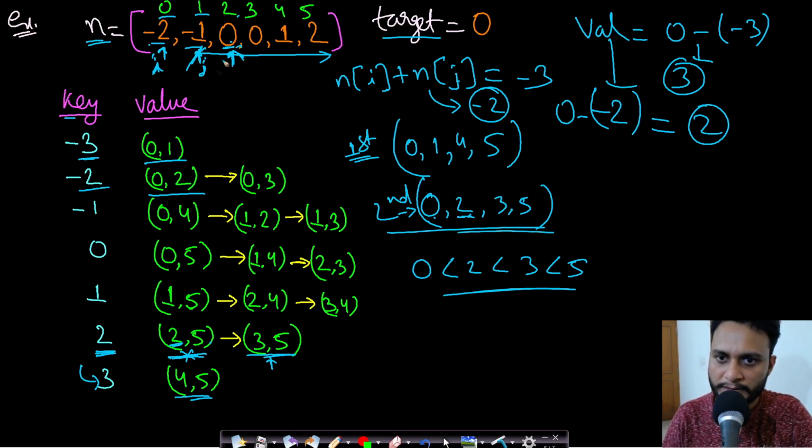So like this, we will just iterate for all the values and we will find out what are all the unique quadruplets. Okay, and we will return it as our answer. So this was the third approach using hash map.